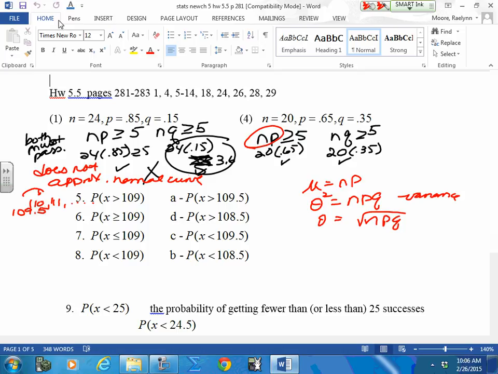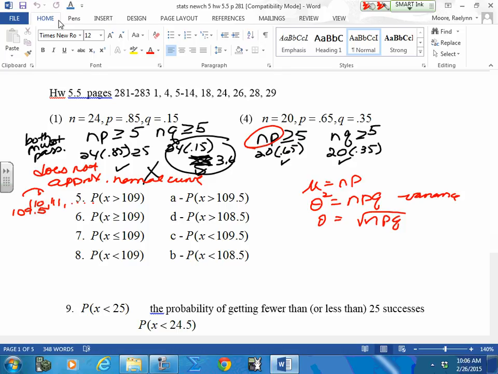And once you use the 0.5s, you don't have to use the equal signs, because you'll never hit a 109.5. You'll never hit a 0.5 because it's a discrete value. But what it will do is correct this for continuity. It will make your curve a continuous curve.